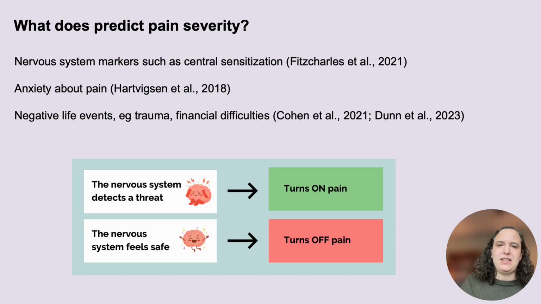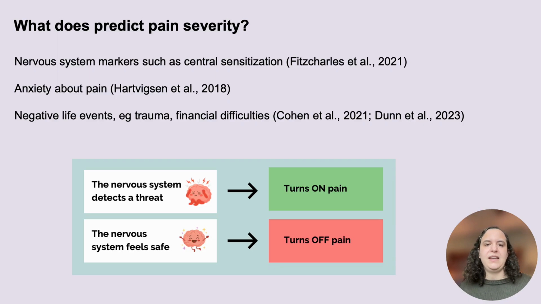So if it's not damage that's predicting pain, what is? Some of the things that we see predicting pain are nervous system markers, such as central sensitization, which is another big word that basically just means how active and reactive your nervous system is to sensations, and how likely it is to produce pain based on different sensations it's experiencing. So how primed it is to produce pain. We also find that anxiety about pain or fears of pain are some of the most reliable indicators of who's going to develop chronic pain and who has pain persist.